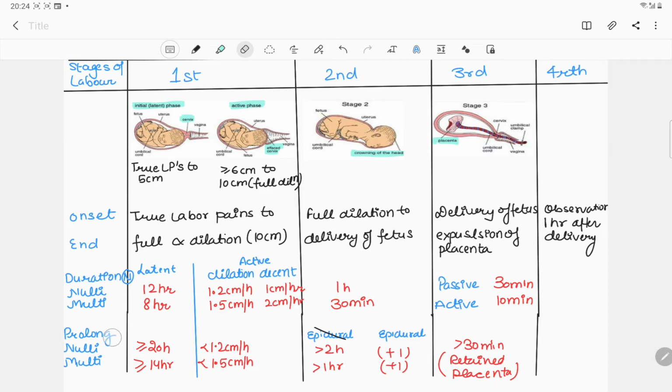Then what are the prolonged durations? Prolonged latent phase is said in nulliparous when it extends more than or equal to 20 hours, and in multi it is more than or equal to 14 hours. Prolonged active phase is when rate of dilatation is less than 1.2 cm per hour in nulliparous and less than 1.5 cm per hour in multigravida. Prolonged second stage without epidural analgesia is said in nulliparous when it is more than 2 hours, and in multi it is more than 1 hour. And with epidural analgesia we have to add 1 hour in nulli and multigravida. Prolonged third stage is called retained placenta if it extends more than 30 minutes.